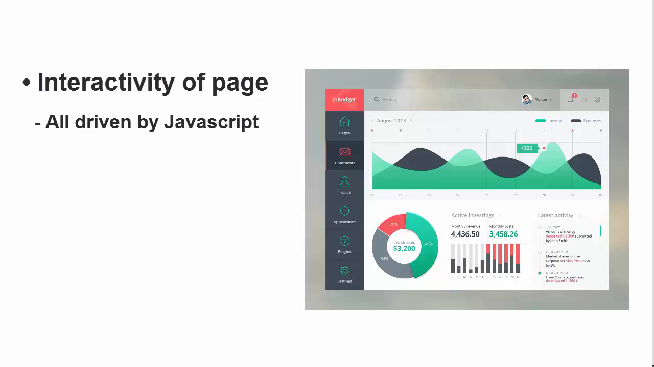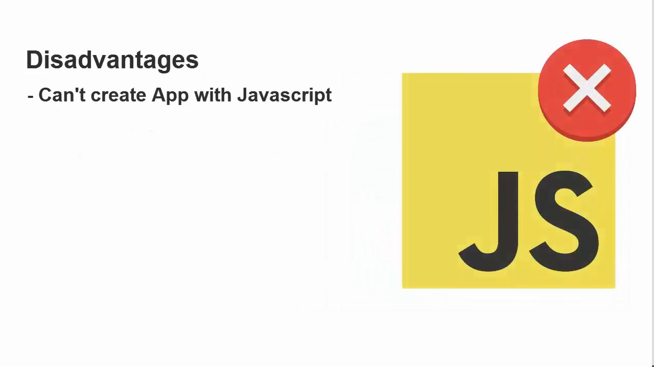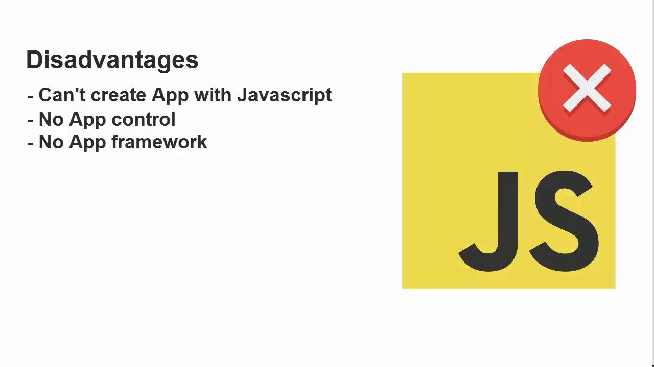Because it was created only for websites and web pages, you'll find that JavaScript as a language doesn't have a lot of the things that you might expect. You can't create an app with JavaScript. There's no app control or app framework really for JavaScript. It has to sit inside HTML for the actual application to be displayed inside a browser.